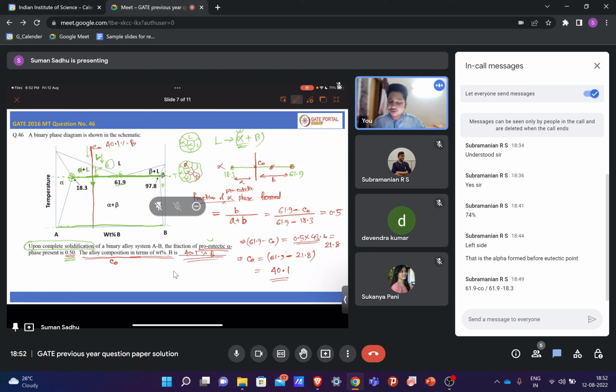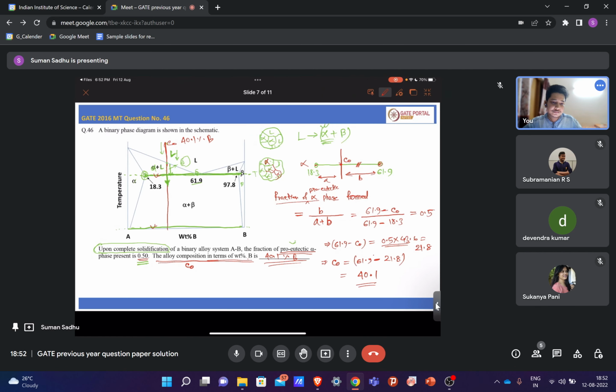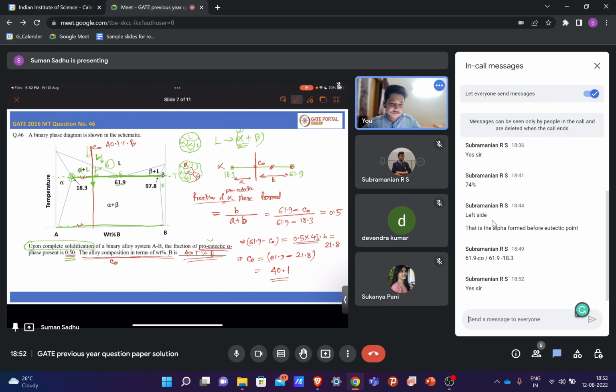So does anyone have any doubt about why we have taken this tie line, not this one? Everyone understood? Okay, so everyone understood, right? Yes, sir. Okay, okay then.